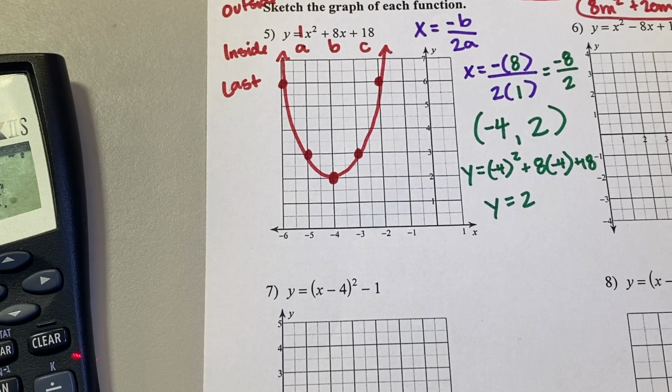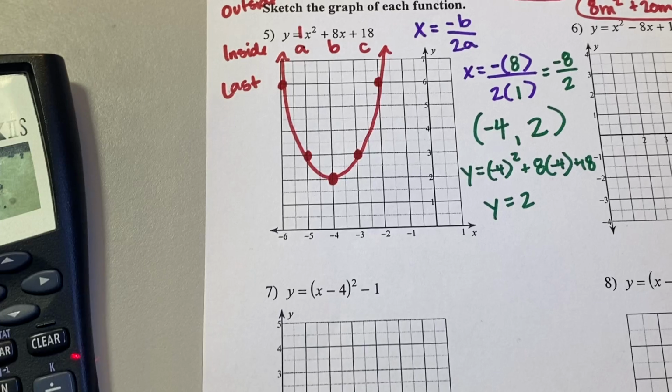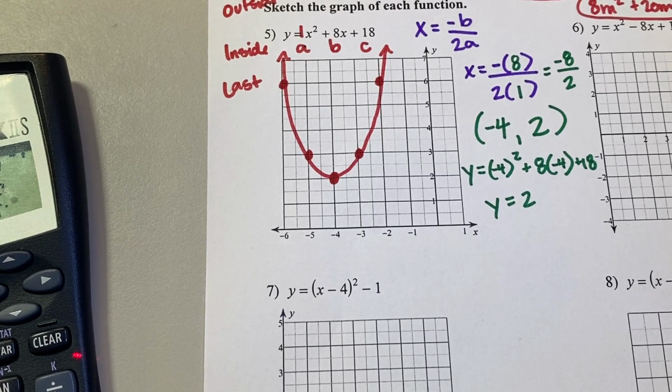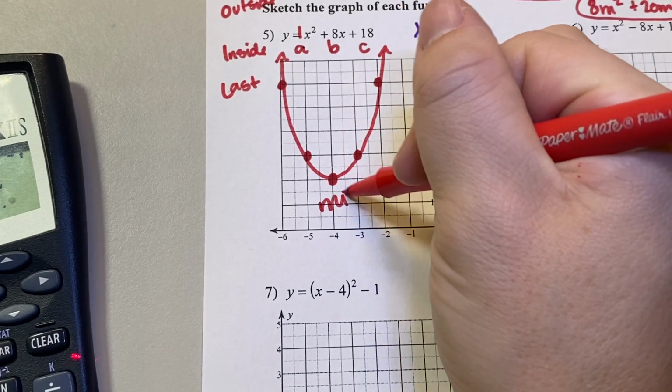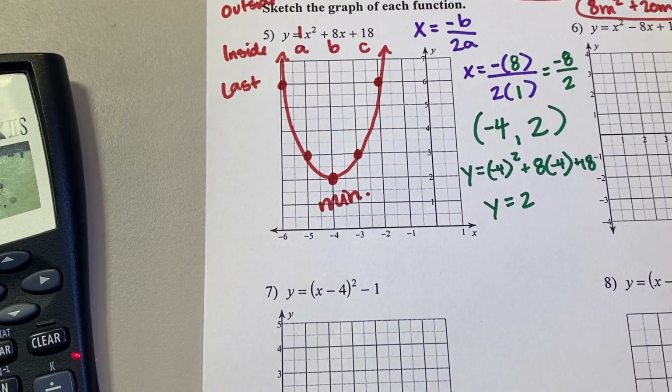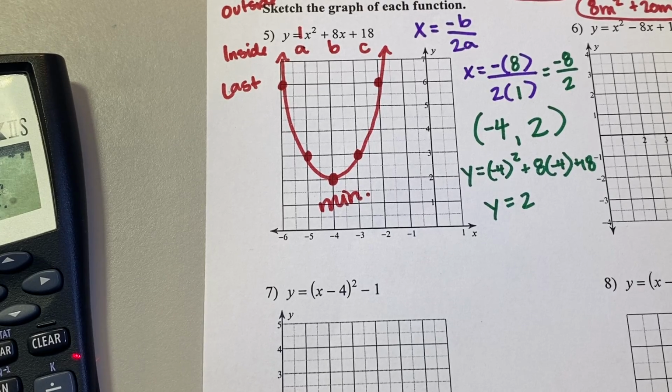Bonus question. Is this vertex a minimum, meaning it's at the very bottom, or a maximum at the very top? It's a minimum. It's at the very bottom. Love it. I'm impressed.